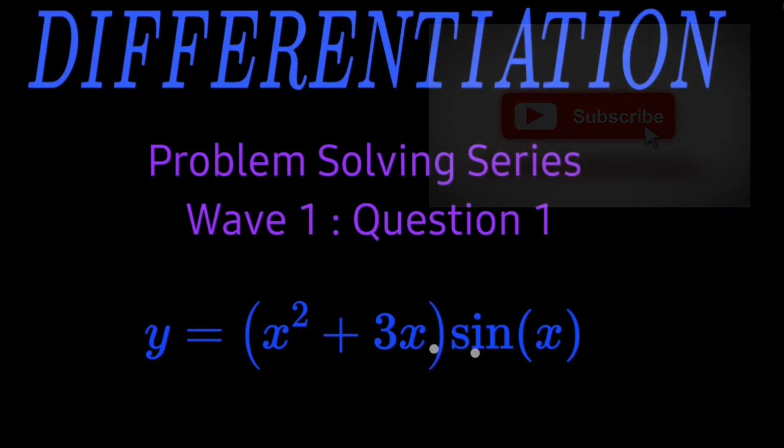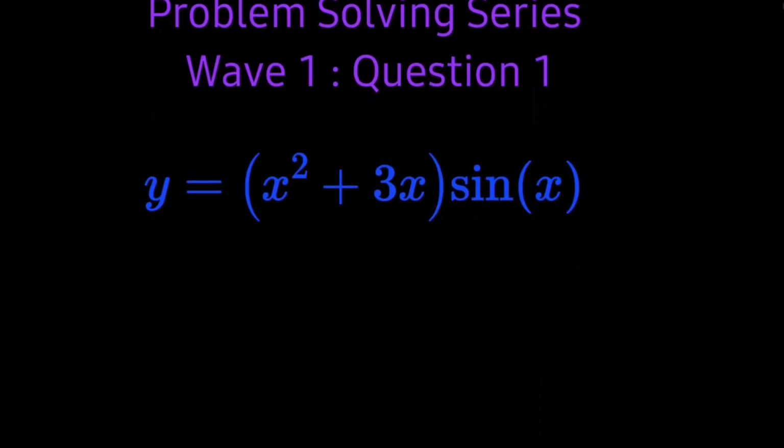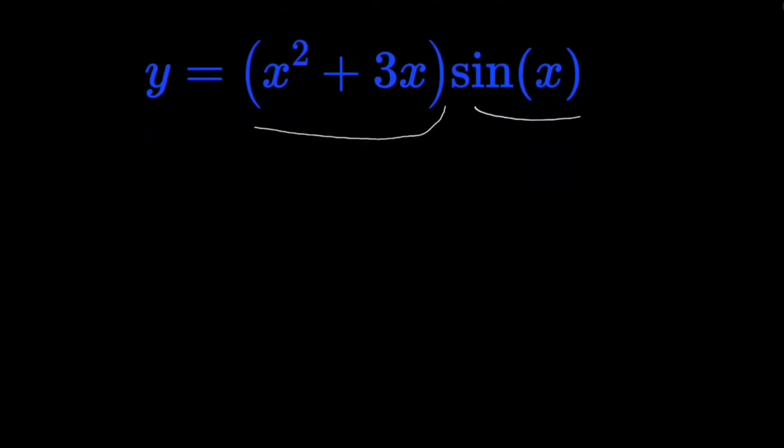Let's start the question. The aim of this question is to differentiate y, which is equal to x squared plus 3x, all that times sine x. So first of all, when we have such a question, what is the first remark we can make? The first thing we can identify is this question is made up of two different functions, that is, this first function and this second function, and these functions are multiplied by each other.